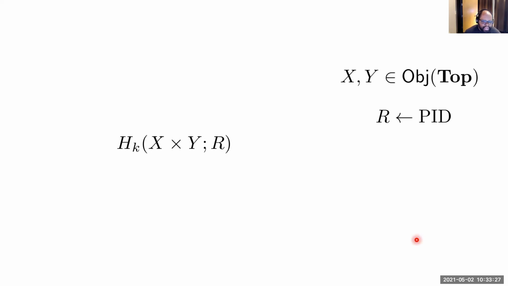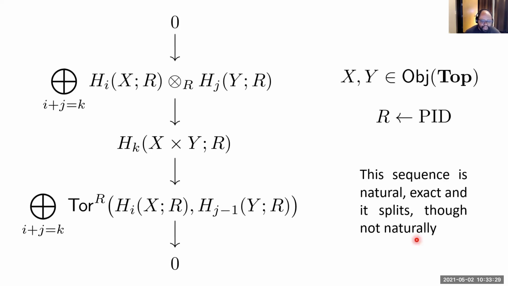You can take the homology of it. And what the Künneth theorem says in homology, at least a very simple version of it, is that the homology of the product fits into a short exact sequence, where the first term is the tensor product over R of the homology of the terms.